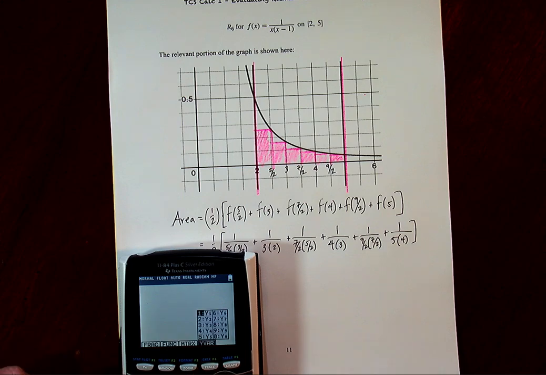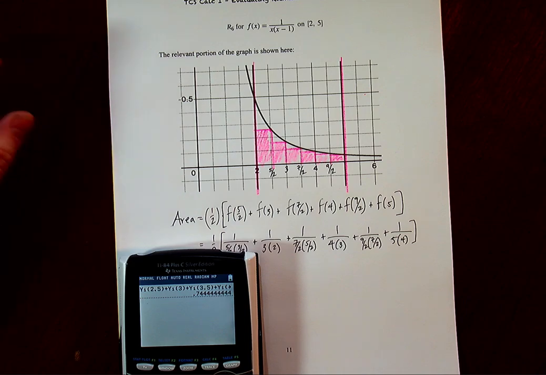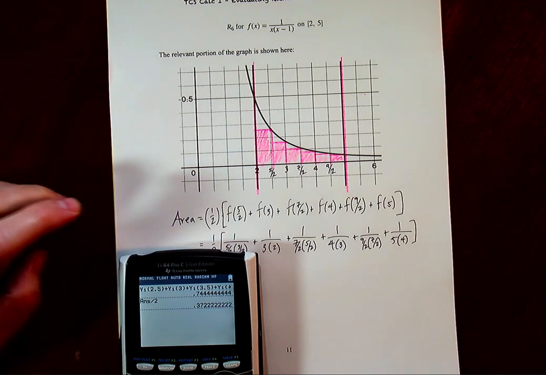So let's go y1 at 5/2, right? y1 at 3. y1 at 7/2, which is 3.5. y1 at 4. y1 at 4.5. And y1 at 5. That's going to give me 0.74 repeated, and that of course is double the answer that I'm looking for. And what I am actually looking for is the approximation.